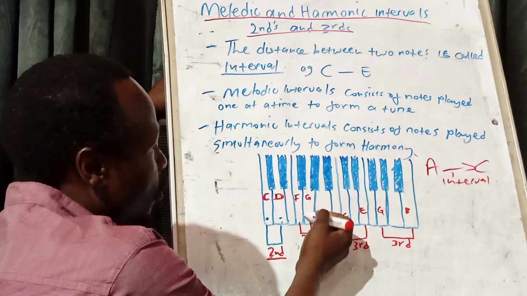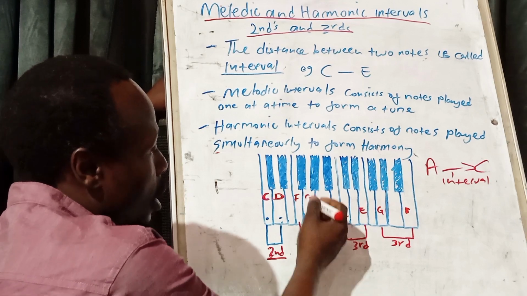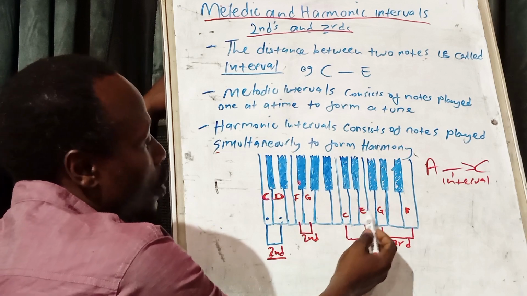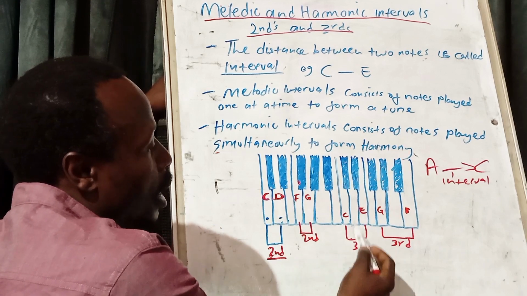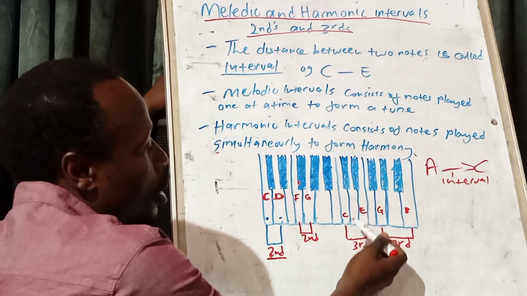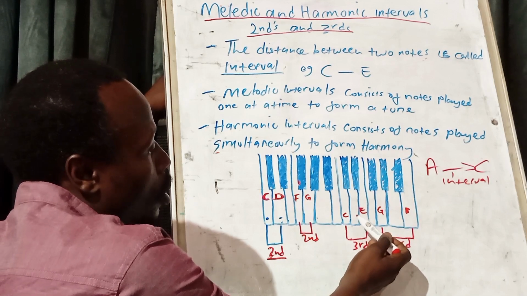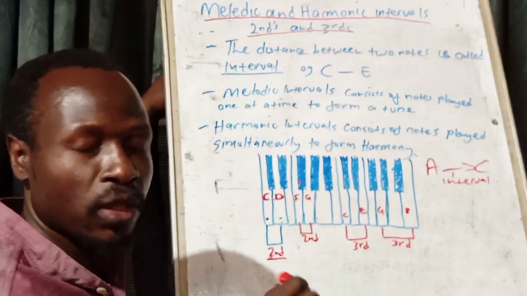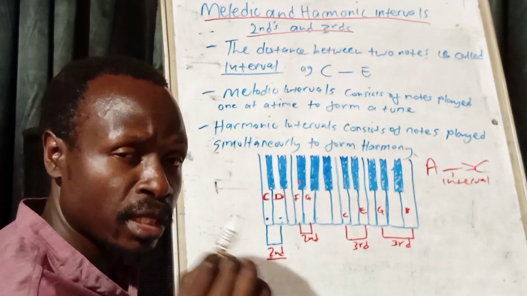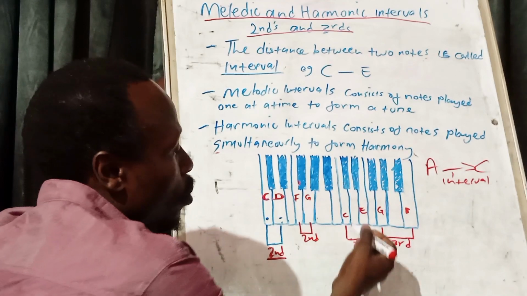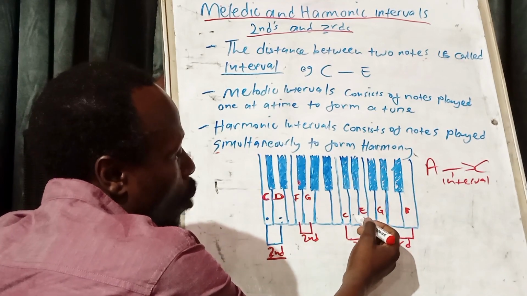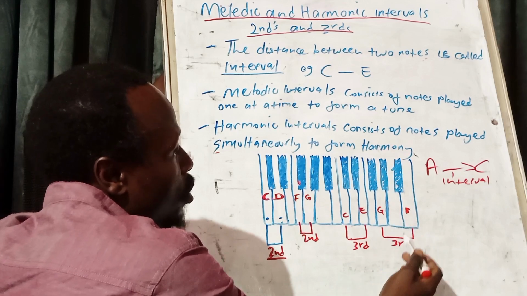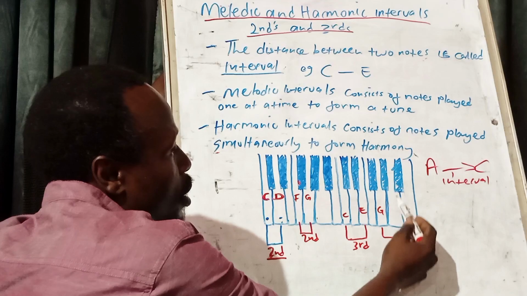If you come to F, F to G is also a second apart, neighbor white notes. Then C to E will be a third apart. A third always keeps one white note between. Now I'm still dealing with only the white keys, with the key C. So from C to E, a third will skip one white note. Then G to B is also a third interval, so we are skipping one white note, which is A.